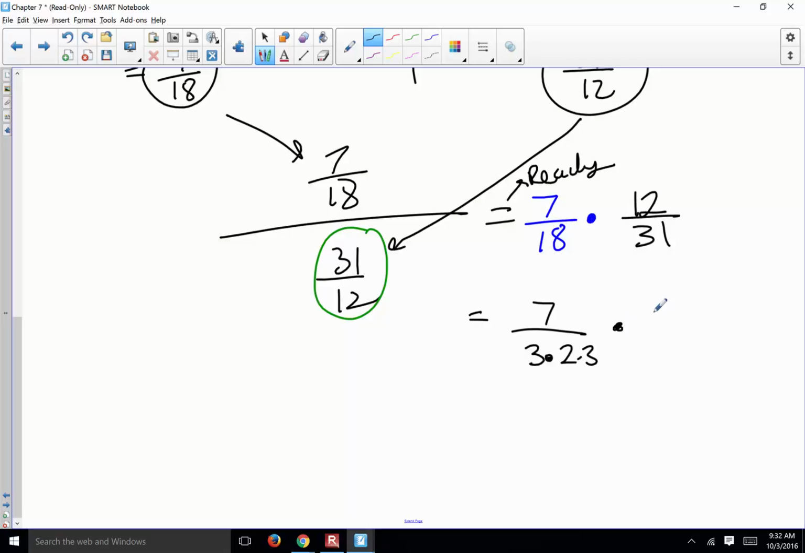12 is 2, 3, 2, right? 6 and 2. I broke 6 into 2, 3, 4. Oh, I shouldn't have broken 6's actually. They would cancel. It's too late. I did it already. That's fine.